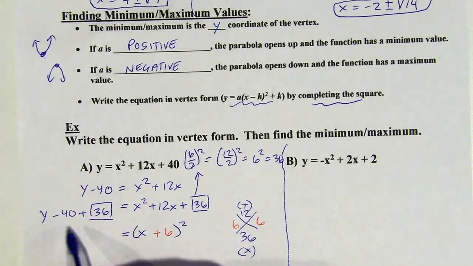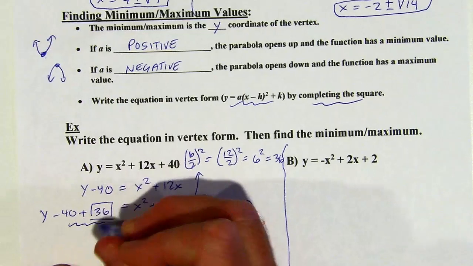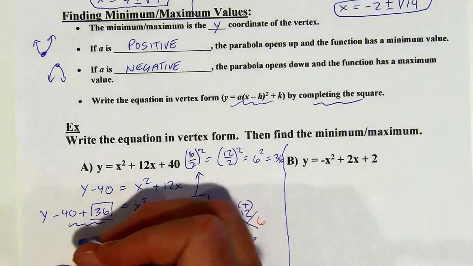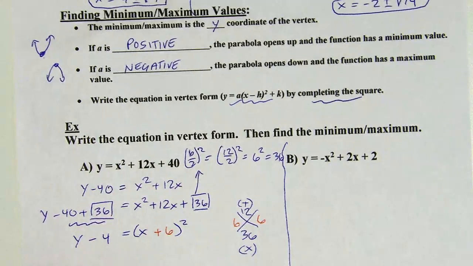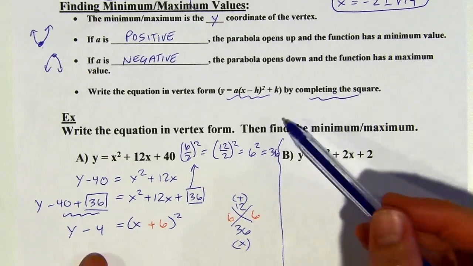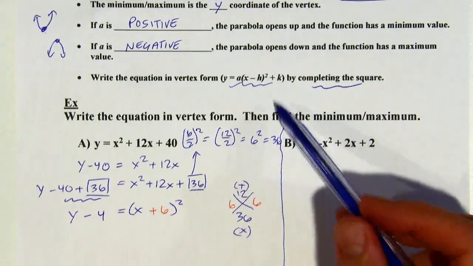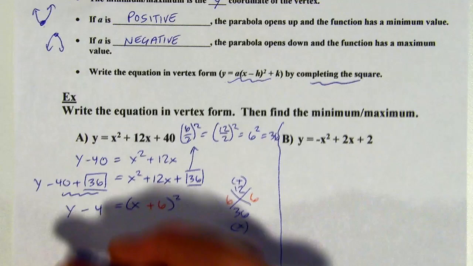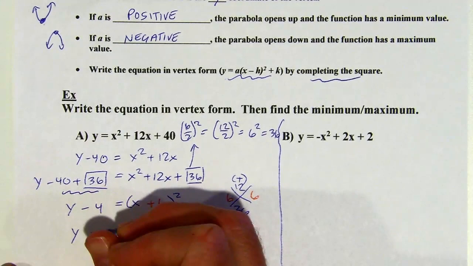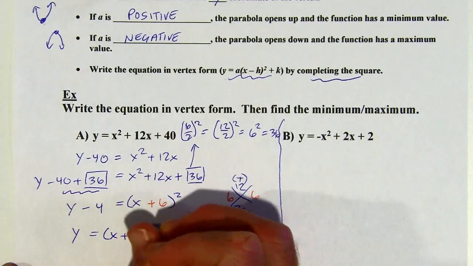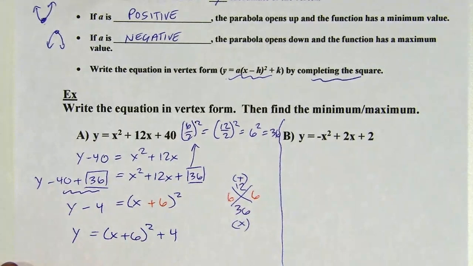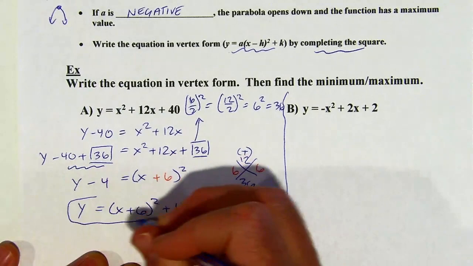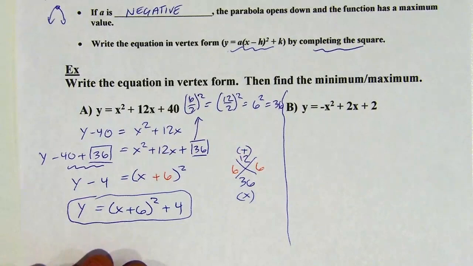On the left side, I'm just going to do the arithmetic, so I'm going to combine negative 40 and 36. They would combine to negative 4, so I've got y minus 4. Okay? And this is starting to look a lot like vertex form. It's not quite there because in vertex form, the y is isolated. Well, all we have to do to isolate the y is add 4 to both sides. So I'm going to add 4 to the end there, and hey, now it's in vertex form. So it said write the equation in vertex form. Well, I did that, right?